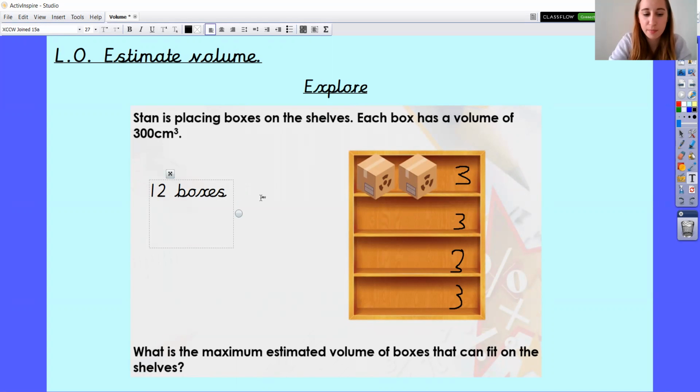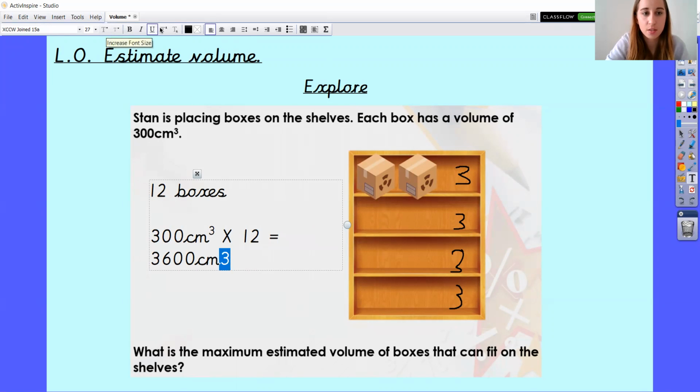Okay, I wonder if you're thinking on the same lines as me, year 5. So I'm going to take 300 centimetres cubed and I'm going to multiply that by 12. Again, I can use my SMILE multiplication to help me. I know what 12 times 3 is using my times tables. 12 times 3 is 36. And I'm going to make it 100 times bigger because I'm not doing 12 times 3, I'm doing 12 times 300. So the volume of all of the boxes on my shelf, I think, is going to be 3,600 centimetres cubed.